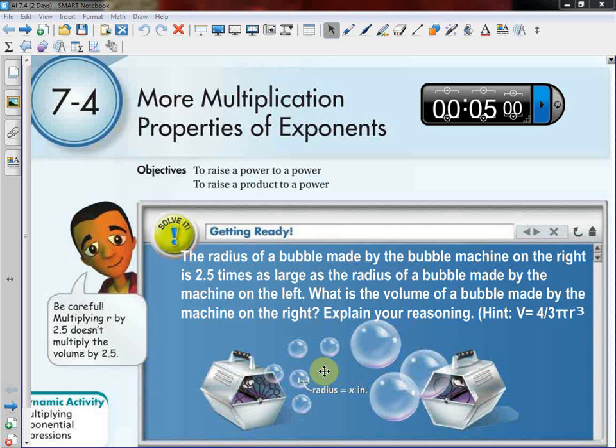This is Algebra 1 and today we're on lesson 7.4. We're going to be doing more multiplication properties of exponents. We're going to raise a power to a power, and then next lesson we'll raise a product to a power. So here's a warm-up for you to do. Once you're done with this, please move forward.